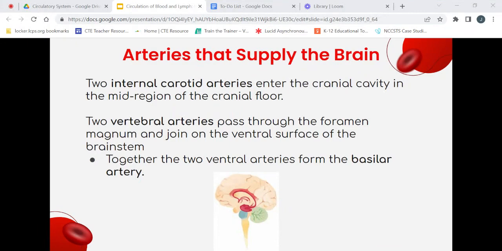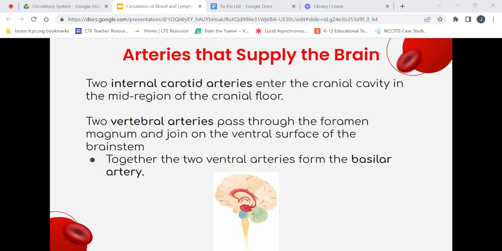And then we have two vertebral arteries which pass through the foramen magnum and join on the ventral surface of the brainstem. Together, the two vertebral arteries form the basilar artery. So foramen magnum, that term just refers to the opening in the occipital bone through which the spinal cord passes.